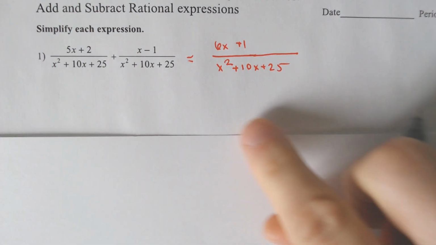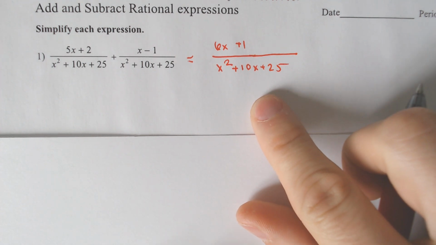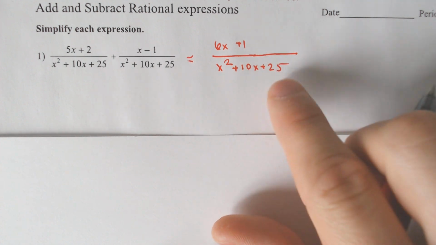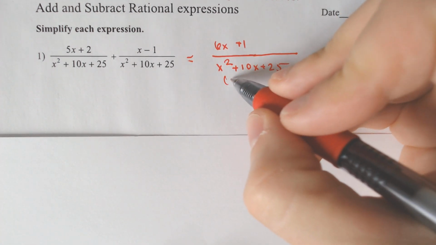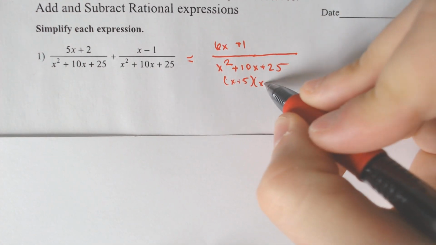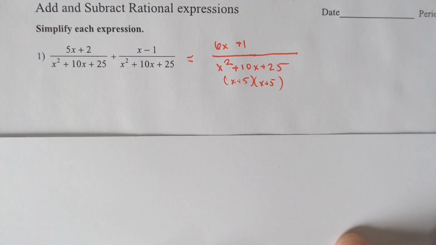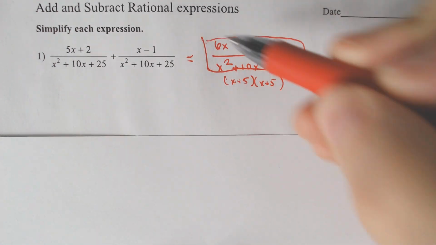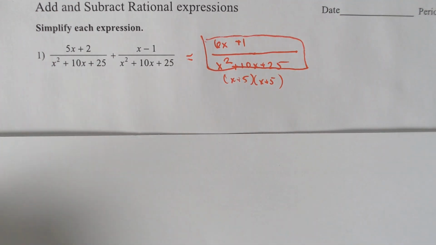Now you don't have to always factor the bottom of the fraction, but it would be a safe idea to think, at least at the bare minimum, if it did factor, which it does, it's x plus 5 and x plus 5, would the top of the fraction simplify or cancel? And the answer is no. So you could leave it right there with the x squared plus 10x plus 25.